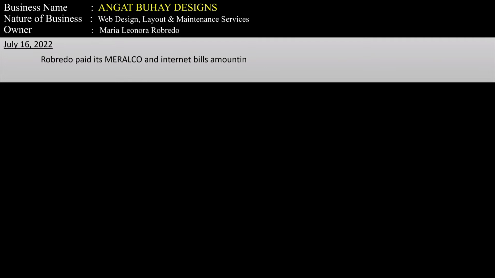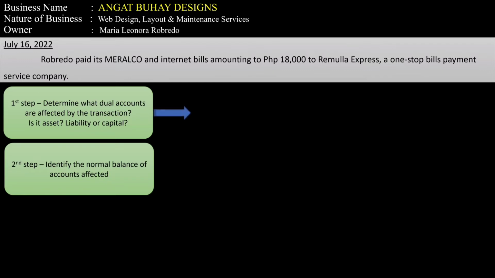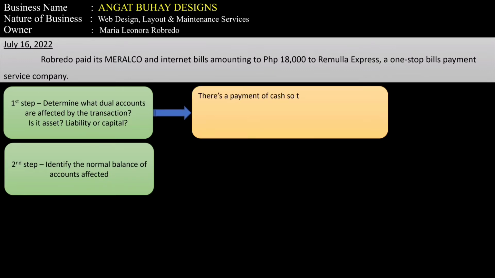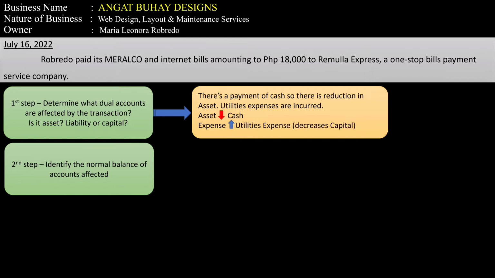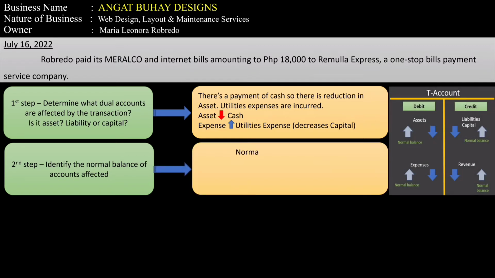Next transaction, July 16. Robredo paid its Meralco and internet bills amounting to 18,000 pesos to Remulla Express. First step, determine the dual accounts affected. First account affected, cash because there's a payment amounting to 18,000. Then internet bills. So, internet bills can be classified as utilities expense. What is the normal balance of expense? Normal balance of expense is debit. So here, we will debit utilities expense amounting to 18,000 pesos.